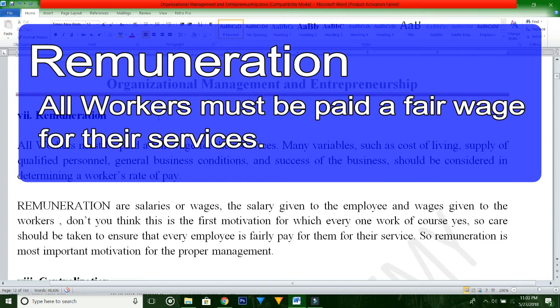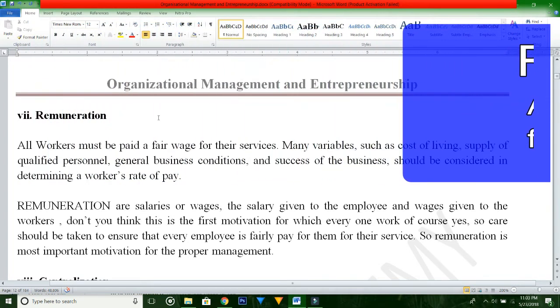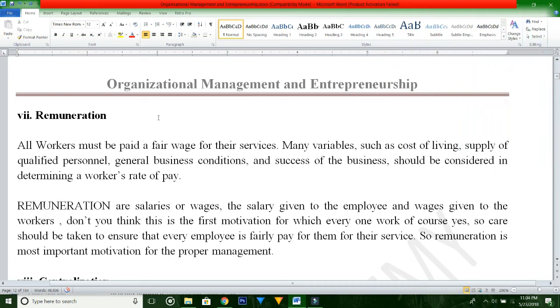Next one is remuneration. All workers must be paid fair wages for their services. Many variables such as cost of living, supply of qualified personnel, general business conditions, and success of the business should be considered in determining a worker's rate of pay. So remuneration means all workers must be paid fair wages for their service.